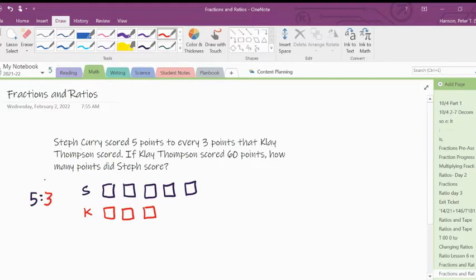This can also be represented here as saying that Steph Curry has 5/3 of the amount that Klay Thompson has, or I could see it as 3/5, depending on what we're talking about. Okay, so let's dig a little bit further. As we look at it, we see that Klay Thompson scored 60 points. How many did Steph score? So that tells us that this here is equal to 60.